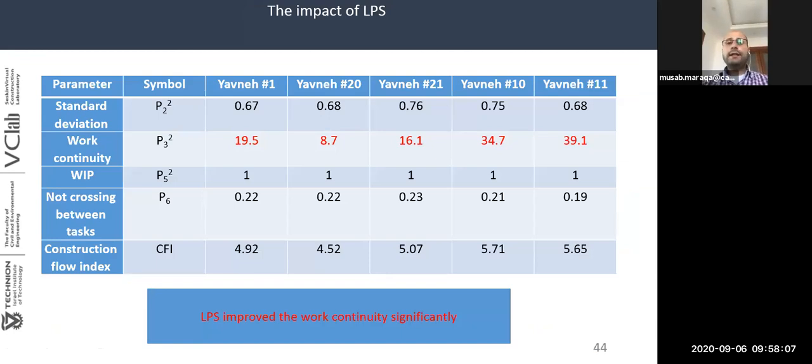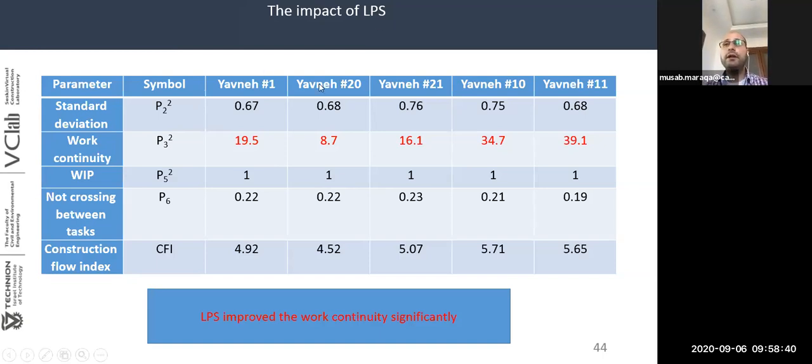After we collected the data from the control department, we got the data in the format of Excel files and MS Projects. And we analyzed the data in the construction flow index, and we compared not only the CFI values, but the parameters, in order to see the marginal impact for each implementation of Lean and BIM in the parameters that consist the CFI.